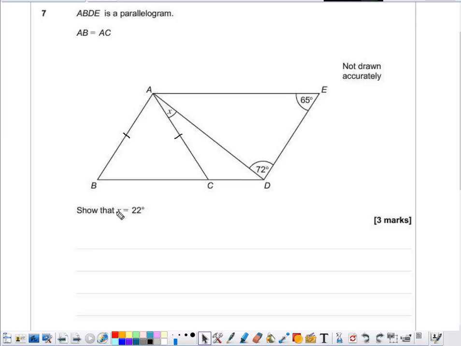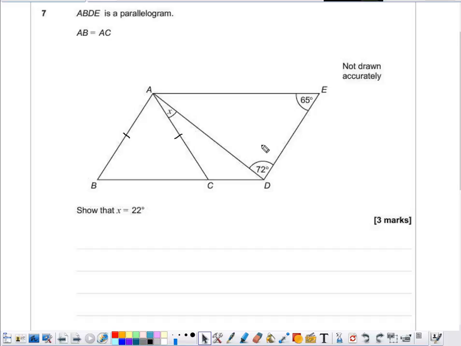For 3 marks, we have to show that x is 22 degrees. So we're already told that this is supposed to be 22. If we don't get that answer, we know we've gone wrong somewhere. What this requires is a knowledge of parallelograms, parallel lines, and triangles. As soon as you see a problem like this, just start to fill out angles that you know or can work out.